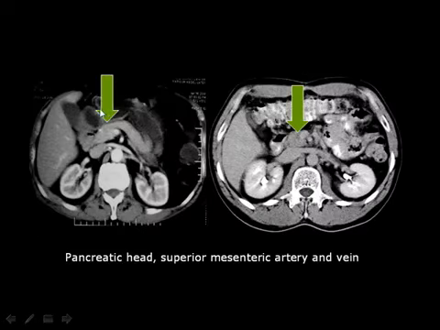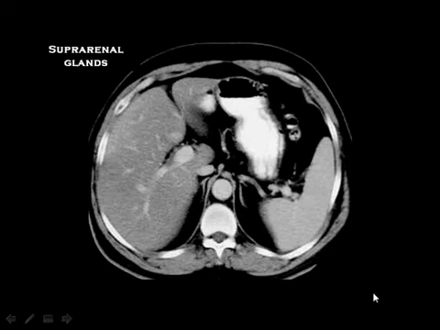Then here, these arrows point to the head of the pancreas, and the red arrow points to the superior mesenteric artery, and the blue arrow points to the superior mesenteric vein, and in both cases, this is the left renal vein, aorta, IVC, pancreatic head, superior mesenteric artery, and the superior mesenteric vein. You can identify easily the pancreatic head inside the whole abdomen where bowel loops are present. This is the site of the suprarenal gland, which is like the inverted Y, and you see the suprarenal gland on both sides.